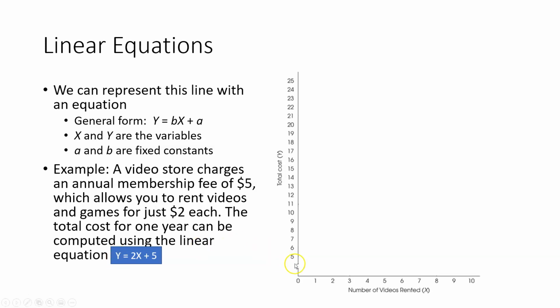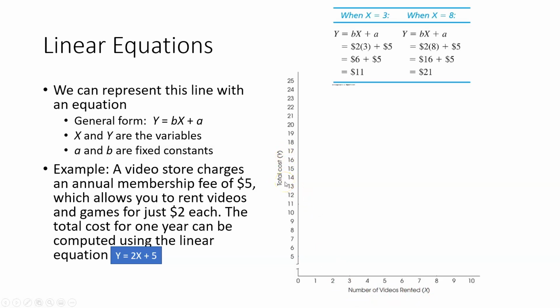Now, if we plot these two variables in a graph, you could have the number of videos that you rent as the x-axis and the total cost per year as the y-axis. Now, if we imagine that we're renting 3 videos a year, then we can plug in 3 for the x variable here and plug in the constants, $2 per video, $5 per membership, and we would figure out that you would pay $11 per year if you rent 3 videos.